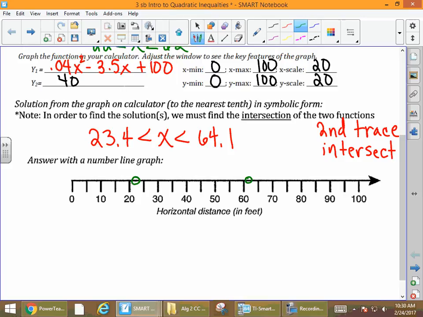But when we're representing our answer here on the number line, we want all of the values that are in between there. And that tells us where our graph is less than 40.